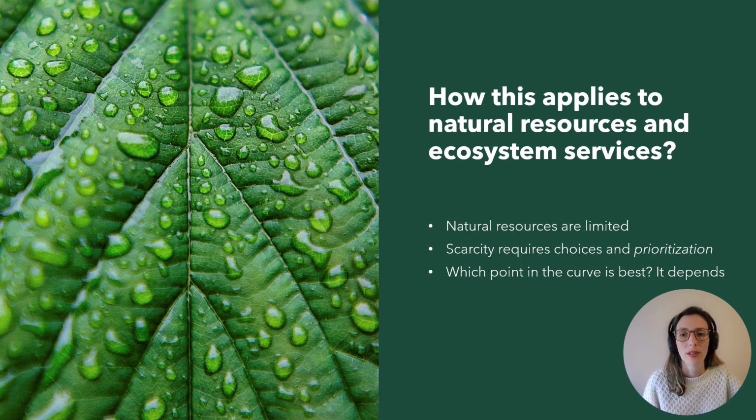One important aspect of the production possibility frontier is that it does not tell us which point is best. Choosing a specific point requires careful consideration of society's goals, values, and priorities. For example, how much we value food production versus biodiversity, or short-term benefits versus long-term ecosystem services.